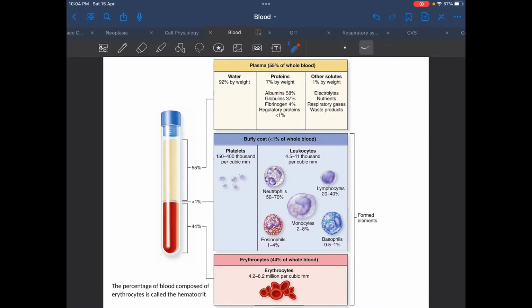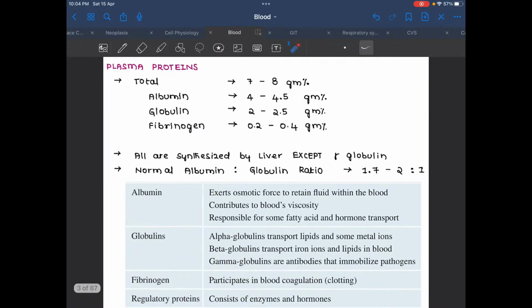Right. So what are the plasma proteins? The concentration of plasma proteins is about 7 to 10 gram percent, that is gram per 100 ml, which we call gram per dl. Of that, albumin makes up about 50%, about 4 to 4.5 gram percent, which we take as the normal albumin level. Then we have the globulins, at 2 to 2.5 gram per deciliter. Later we have fibrinogen, 0.2 to 0.4 gram percent.